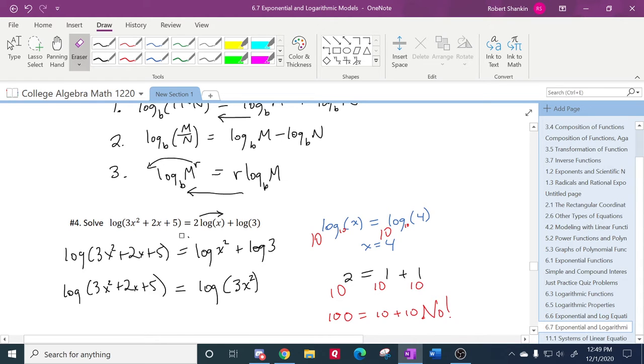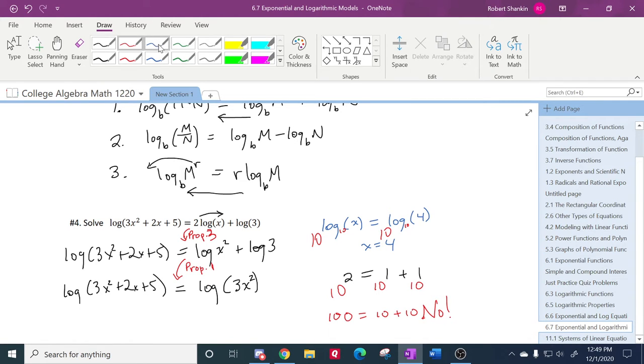And let me show what property I'm using in a little different way. Get rid of this. From here to here, I used property 2. And from here to here, I used property, no, it was property 3. And then I used property 1 to go from there to there.